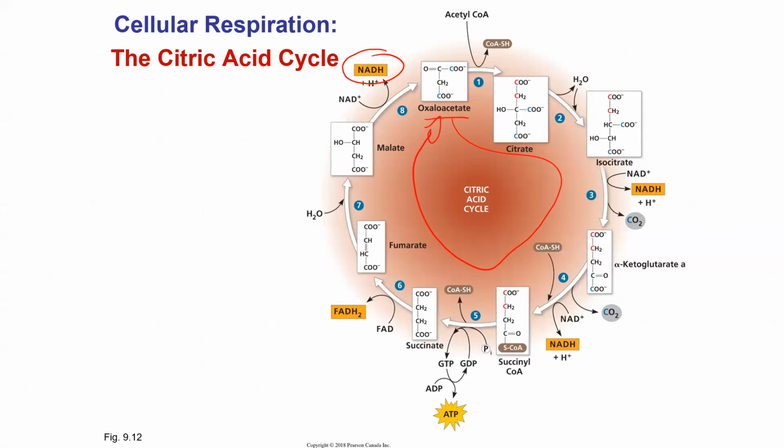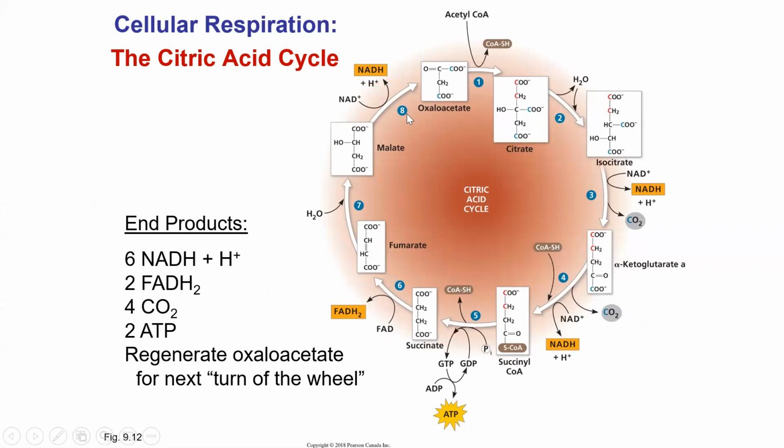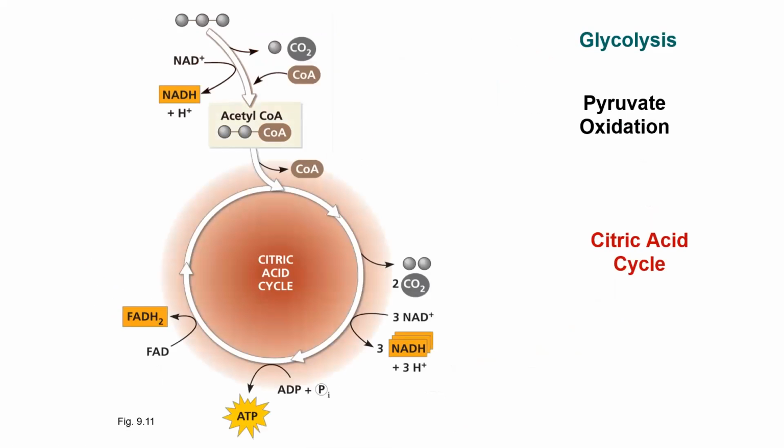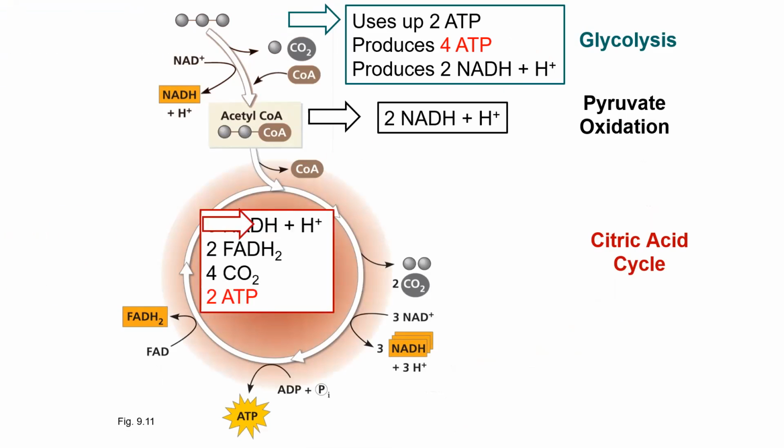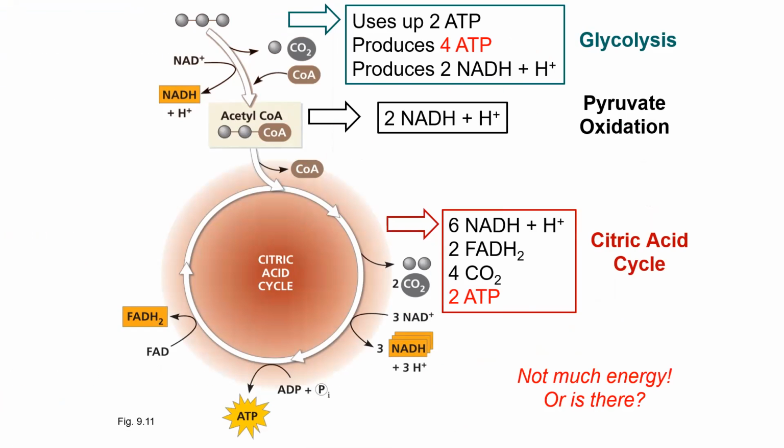So overall, we're not making a lot of ATP yet. And that's one of the things to talk about here in a minute. There are the end products overall. I mentioned there were 6 of these, 2 of these. Carbon dioxide, I didn't really count them, but there'd be 4 carbon dioxide and 2 ATPs. So overall, that's what we're making from this whole thing. And there's the quick and dirty version of the whole thing. And there's some accounting right there. And so it says here, not much energy, or is there? Okay, so what is going on here?